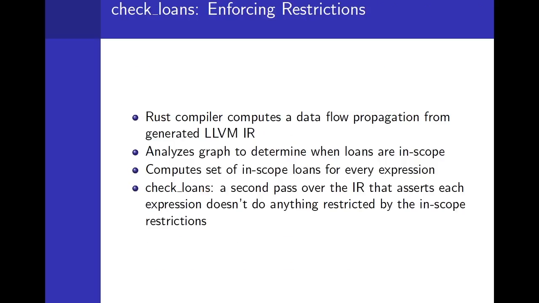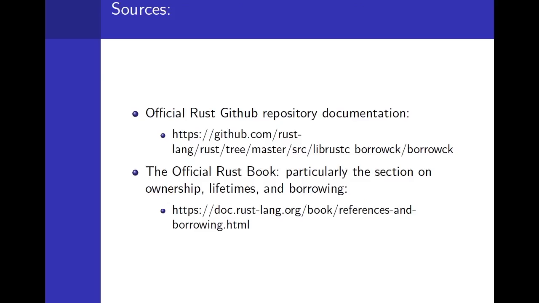After gather loans is completed, check loans enforces the generated restrictions on a program by checking that each expression in a program does not violate any of the restrictions in scope at that point. If check loans passes, then your program is safe, as long as you didn't use the unsafe feature of Rust anywhere. Our sources for the presentation include the official Rust GitHub repository documentation as well as the official Rust book. Both of these are shown here.